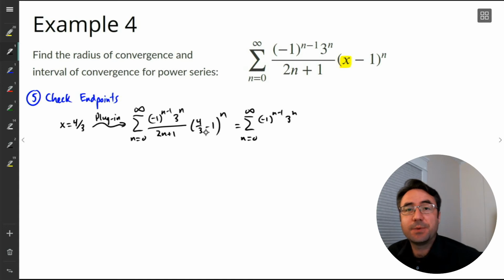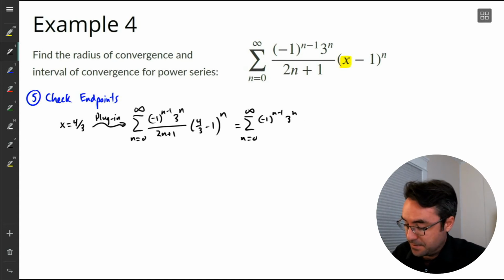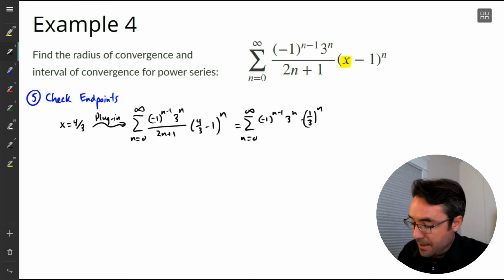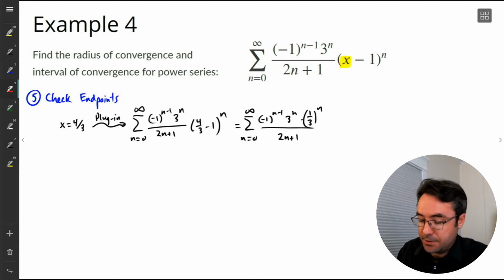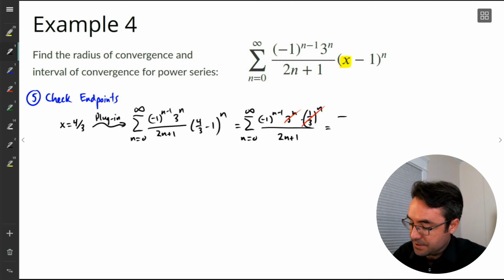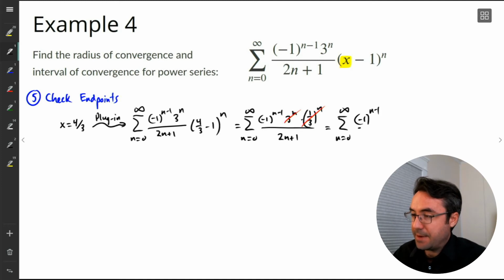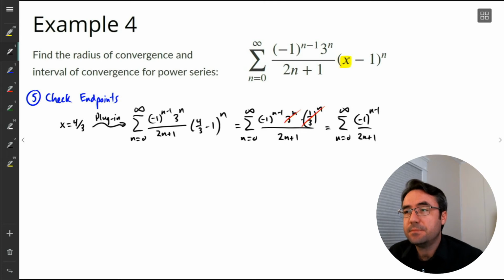So when we do the subtraction here, we end up with 1/3 raised to the n. And I'll put that in the numerator, 1/3 to the n, and then all over 2n plus 1. And we see we have a 3 to the power n and a 1/3 raised to the power n. So those are going to cancel. And what we're left with here is the sum from n equals 0 to infinity of -1 raised to the n minus 1 power over 2n plus 1. And that's an alternating series.